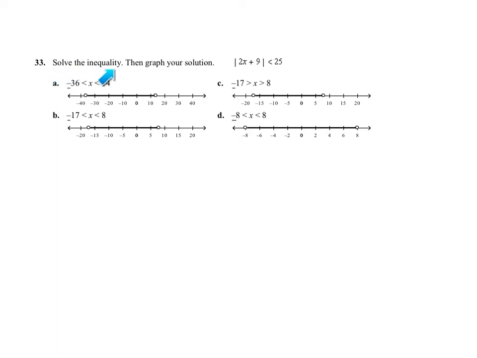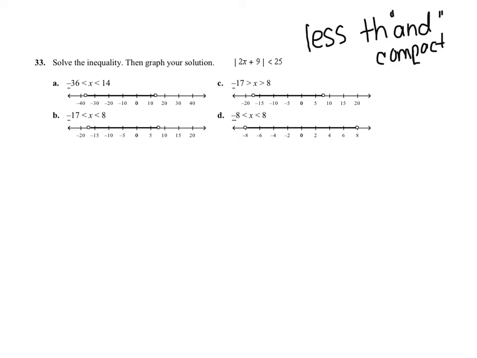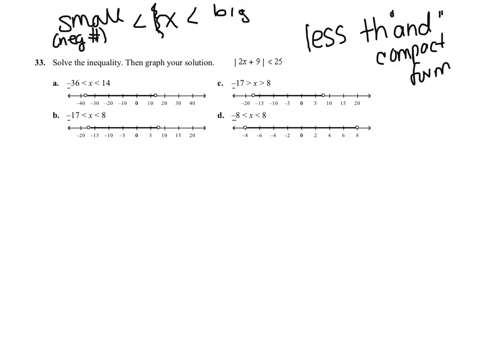Solve the inequality, then graph your solution. So very similar to what we just did, except it's a less than sign. And remember, whenever we have less than, I wanted you guys thinking of it as an "and", which means we need to write it in compact form. And when we write something in compact form, we do small, or in this case, the negative number, less than x, or whatever the absolute value is but without the absolute value signs, less than the big, or in this case, the positive number.